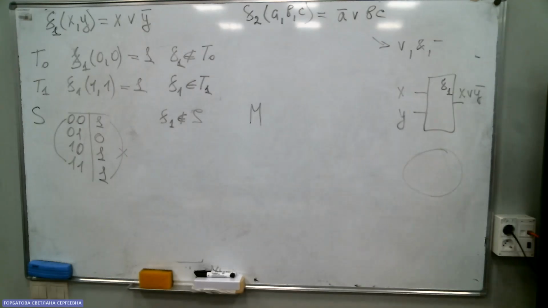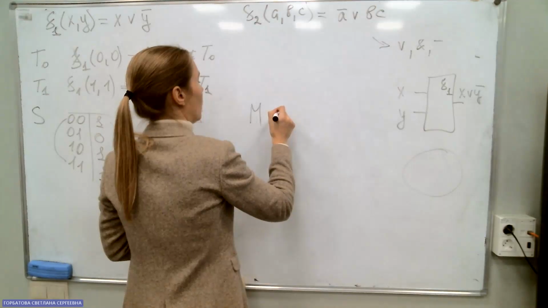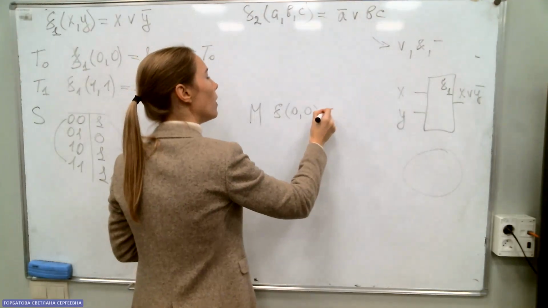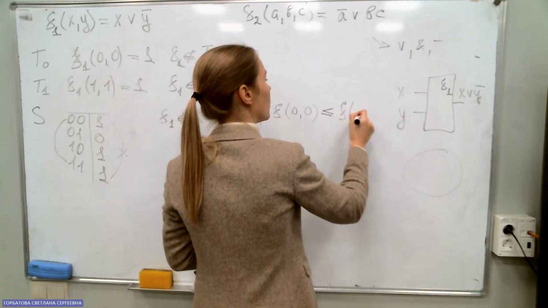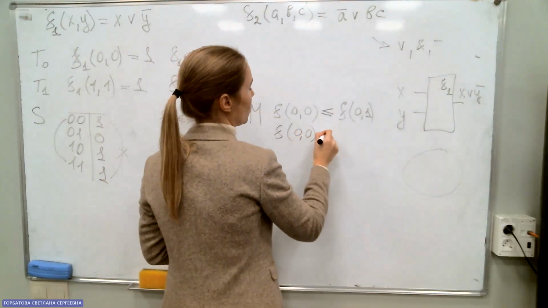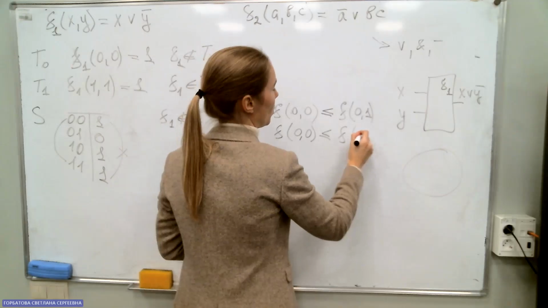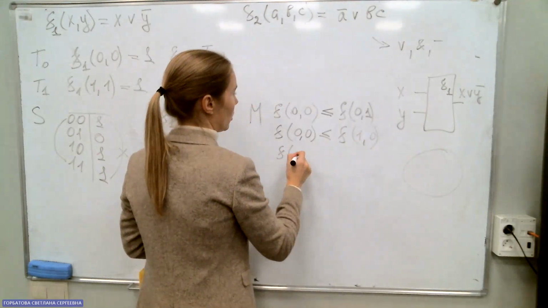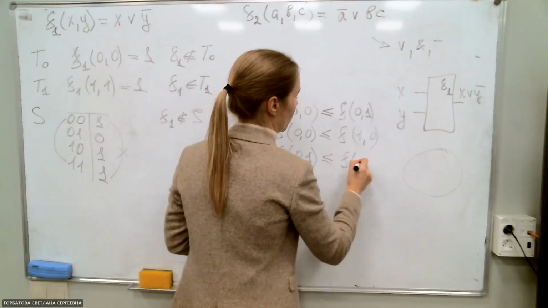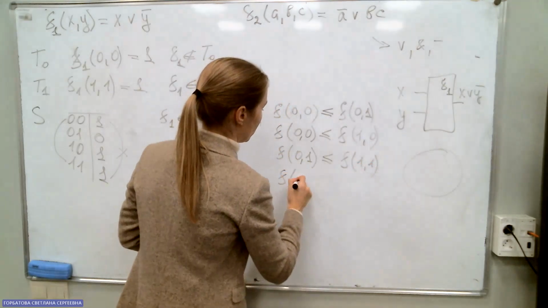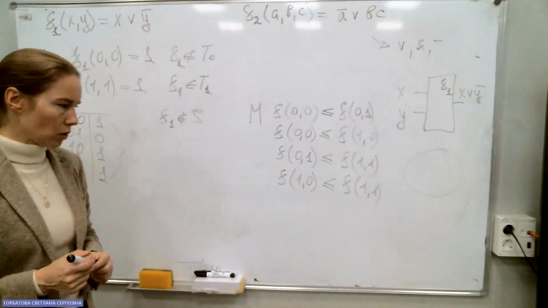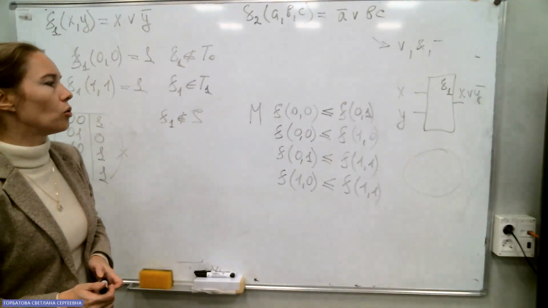Another way. Let's check pairs. For 0, 0, the function is monotonic. F of 0, 0 must be less than or the same as F of 0, 1. F of 0, 0 must be less than or the same as F of 1, 0. F of 0, 1 must be less than or the same as F of 1, 1. F of 1, 0 must be less than or the same as F of 1, 1. That's all. Very little because of just two variables.